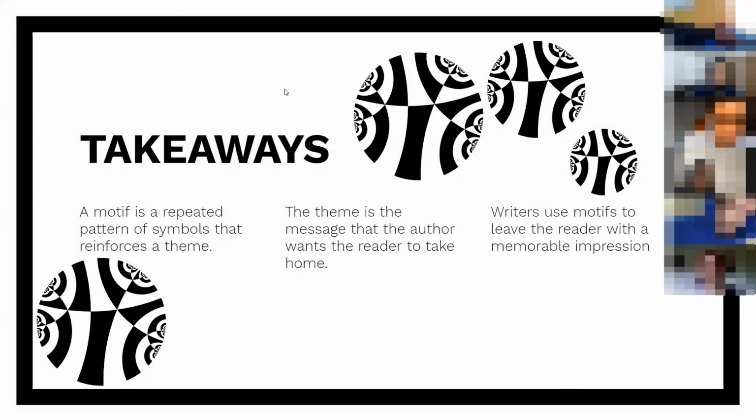So, main takeaways for today. Number one, a motif is a repeated pattern of symbols that reinforces a theme. Number two, theme is a message that the author wants the reader to take home. Not one word. We never use one-word themes. It is a message, so it needs to be at least a sentence or a phrase. And last, writers use motifs to leave the reader with a memorable impression.